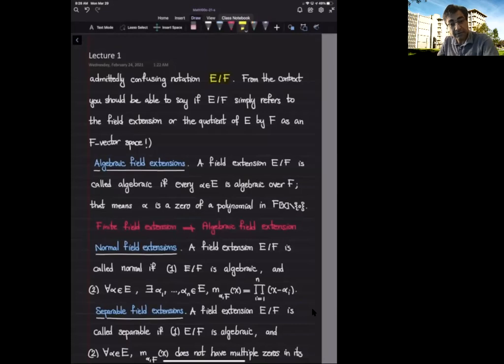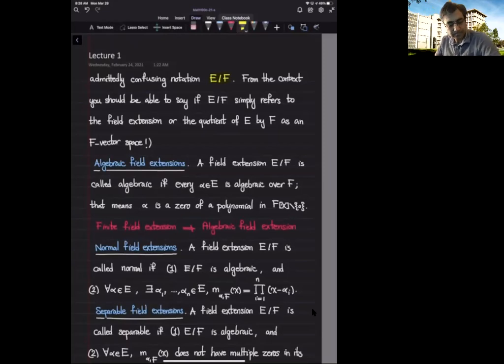So in field theory, from the context, you should be able to say that E over F means E is a field, E over F is a field extension, which means E is an extension field of F. It should not be confused with the quotient vector space. So of course, E is a vector space over F, F is a sub-vector space, and I can talk about E over F as a vector space, but here, in this context, we mean it's just a symbol, and it means that it's a field extension. It's a pair of fields, and E is an extension field of F. It's simply just a notation to be used in compact.